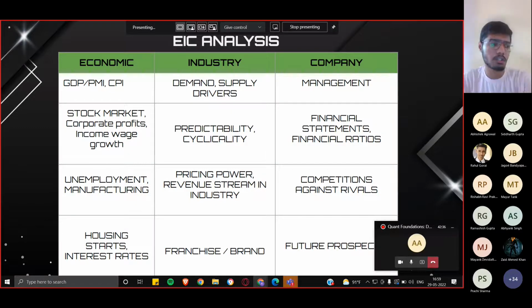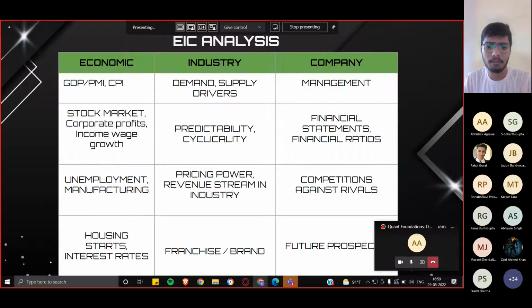Then cyclicality. Cyclicality is basically related to seasonality or seasonal performance. Suppose, for example, we talk about an ice factory. The revenue generated by the ice factory will be higher in the summer than in the winters and other seasons. So it depends on the seasons.